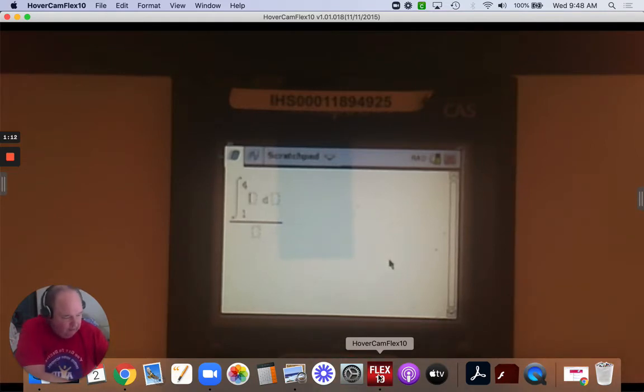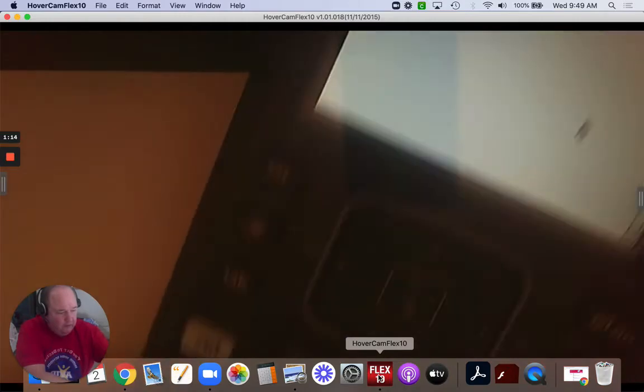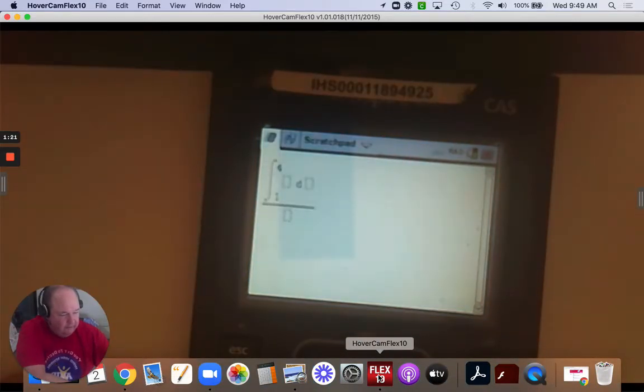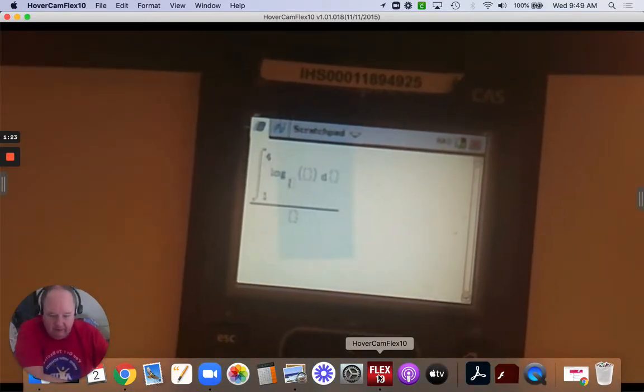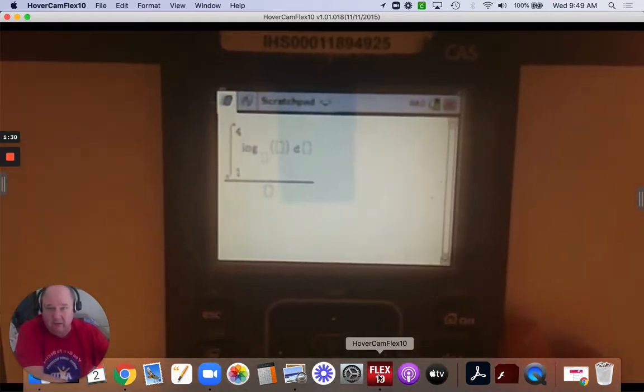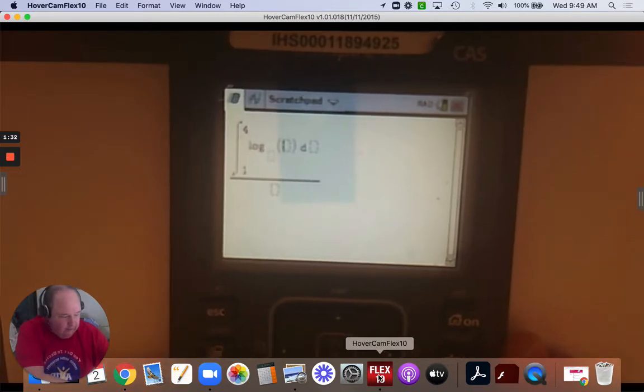It's log. If you want to know where log is, it's right there with the 10 to the x. See that in blue, log. So press control and 10 to the x. It's a common logarithm, so you can leave the base empty. So there, the base is 10, so you can put 10 there or leave it empty. And then just x, and that's dx.